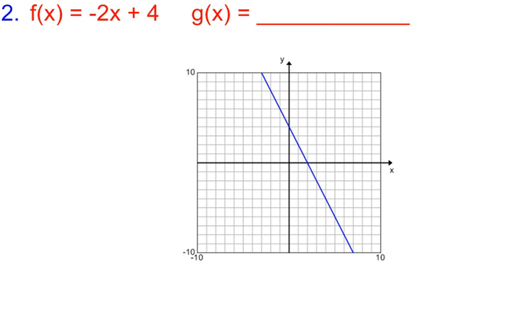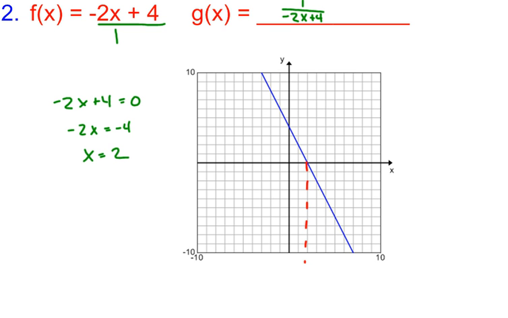The second one then, same idea. This is over 1, so to find the reciprocal, we'll say 1 over negative 2x plus 4. Why don't we find this vertical asymptote on our own? I would take negative 2x plus 4 equal to 0. So negative 2x equals negative 4. So x equals 2 is my vertical asymptote. I'm going to go ahead and draw that in now before I even graph it, because I could have done that in the last one also.